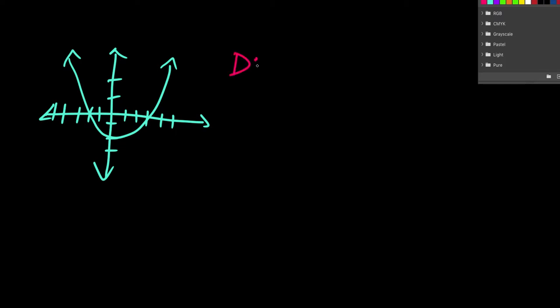Once again, we look for the domain. So the domain goes all the way left, all the way right. There's no breaks or anything in between. And so we write this fancy notation. X is contained in the set of all real numbers.